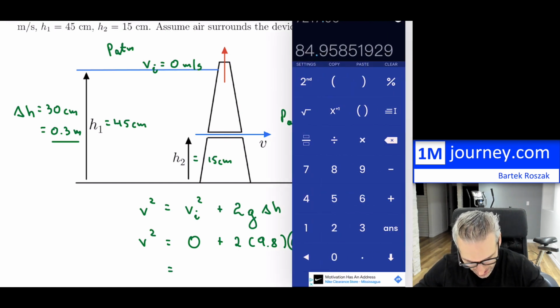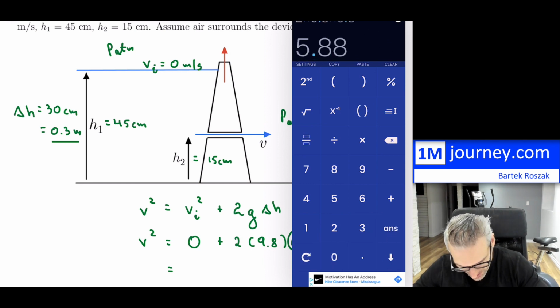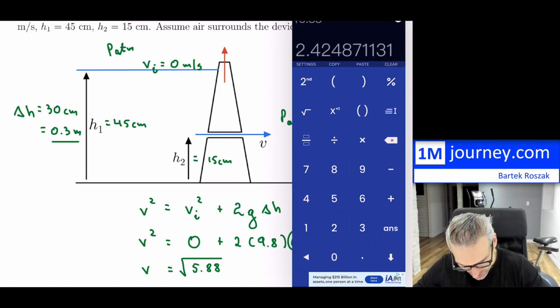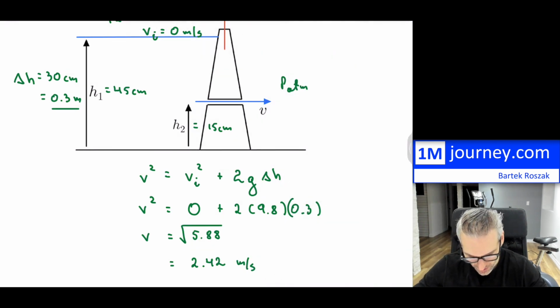So let's take out the calculator. 2 times 9.8 times 0.3 is simply 5.88, and now we take the square root of that. If you take the square root of it, what you get is that the speed within here is 2.42 meters per second. And again, you can round to whatever it is that you like.